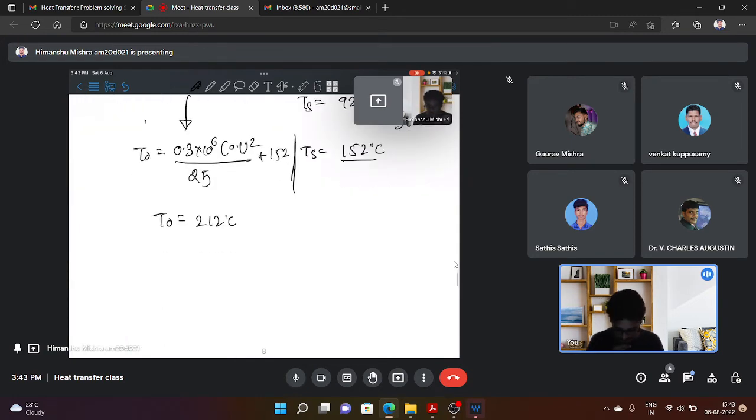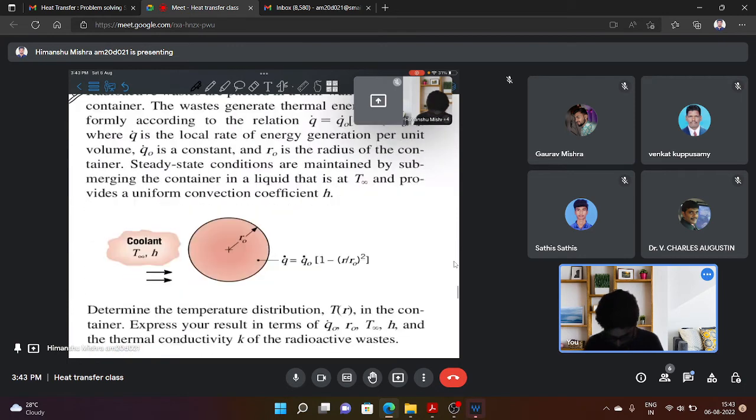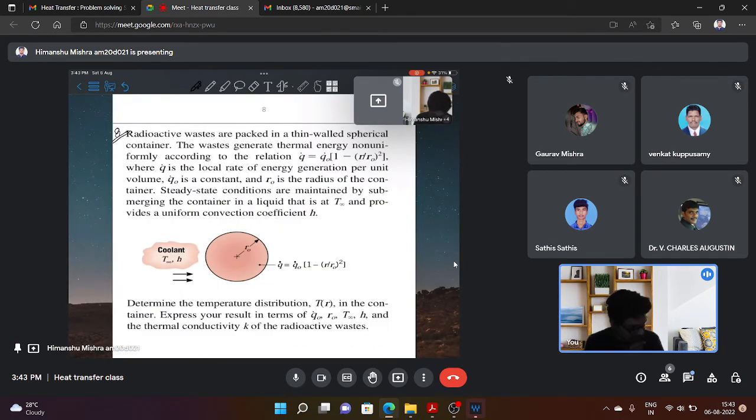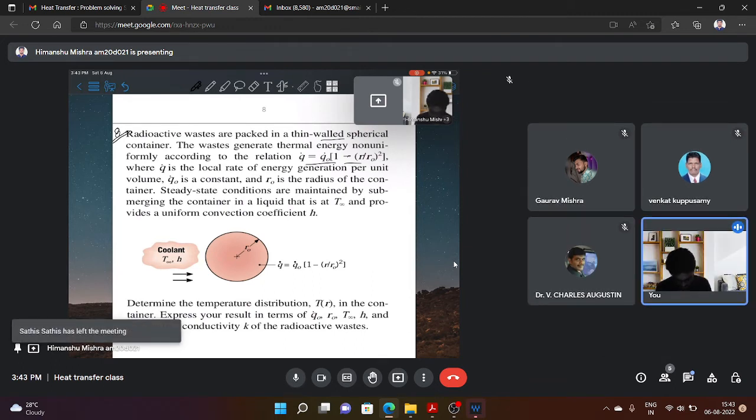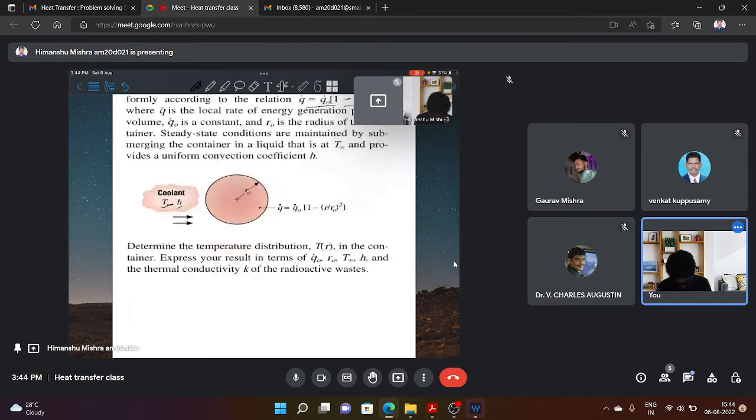So let's move to the next question. Radioactive waste is packed in a thin walled spherical container. The waste generates thermal energy non-uniformly as per this equation, where q naught is the local rate of energy generation per unit volume, q naught and R naught are a constant and the radius of the container respectively, and we have a temperature of the coolant as T infinity and having the heat transfer coefficient h. So we need to determine the temperature distribution T(r).